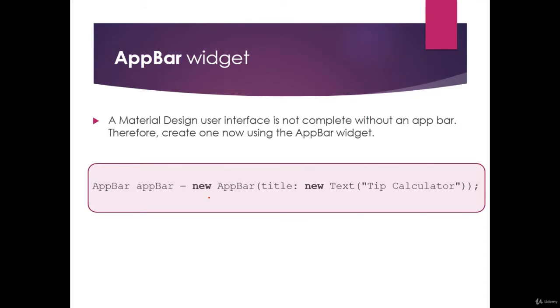Actually, a material design user interface is not complete. This is very important to know. It is not complete without an AppBar. So we will need an AppBar. So therefore create one using the AppBar widget. So we will name the AppBar widget AppBar, and the name will be tip calculator.